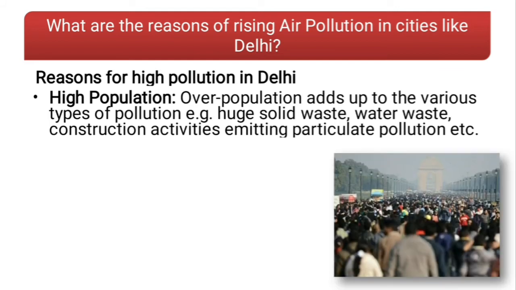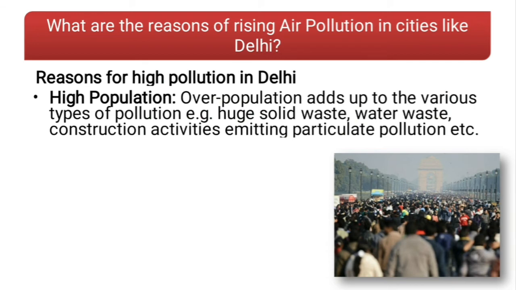Then, high population is also the other reason. Overpopulation adds to the various types of pollution. Being the capital of India, people from other rural areas of India travel to Delhi. Okay, so they create a huge solid waste, water waste, and construction activities emitting particulate pollution. So, overpopulation also is another major reason for pollution in Delhi.